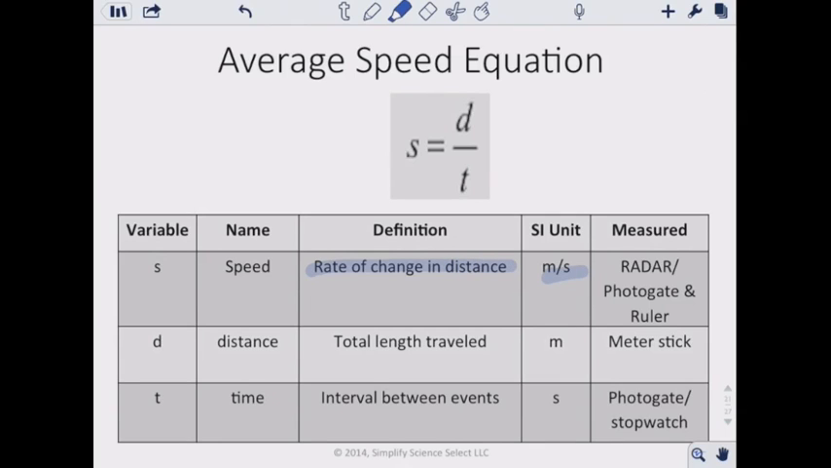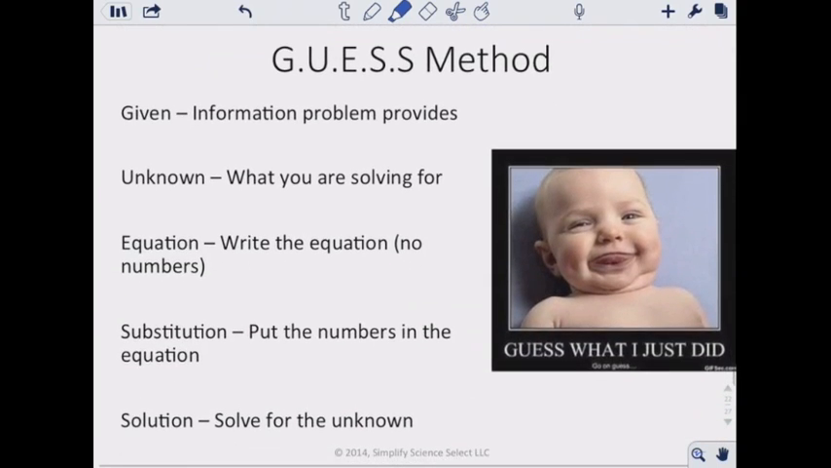Speed is the rate of change in distance. It's measured in meters per second, and we can measure this using a photo gate and a ruler or a lovely radar gun. Distance is the total length traveled measured in meters with a meter stick, and time is the interval between events using a photo gate or stopwatch. And here's our equation. So when we solve everything out, we like to use what we call the GUESS method. So the given, which is the information the problem provides, the unknown, what you are solving for, the equation, we write out the equation with no numbers, substitution, we put in the numbers in the equation, and then solution, we solve for the unknown.